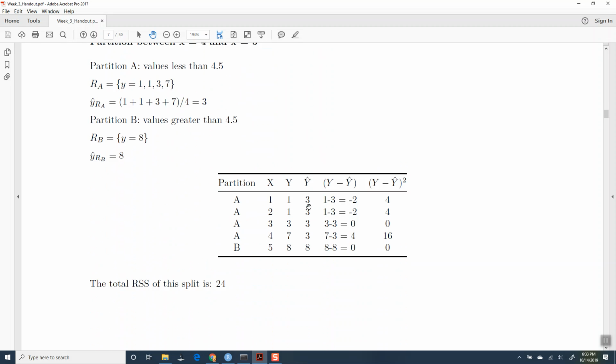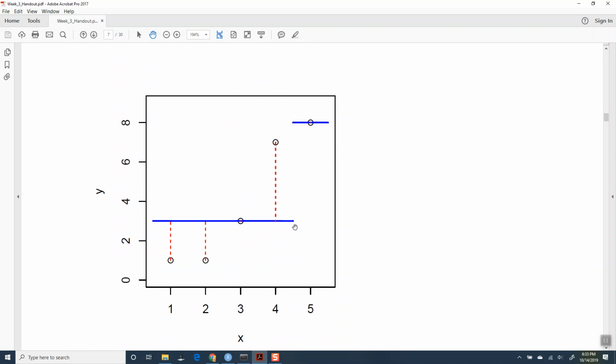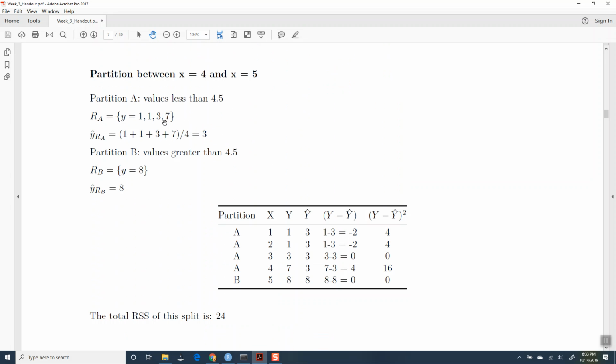Okay, and then finally, I will consider the last possible partition, which is going to be between 4 and 5. And we would get the y values in partition A will be 1, 1, 3, and 7, which will give a mean of 3. And then the y values for partition B is just 8, okay? And so here I calculate the residuals, okay? So I get -2, -2, 0, and 4, and 0.